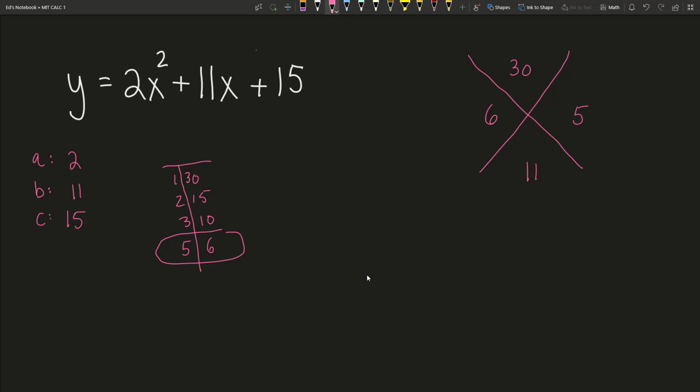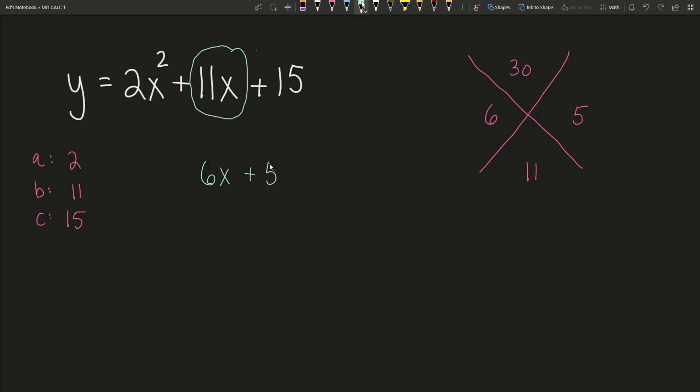And then you're going to write this as, I'm going to take this 11x and I'm going to, let me delete this real quick. I'm going to break that up into 6x and 5x. So it's like I'm doing the opposite of combining like terms.